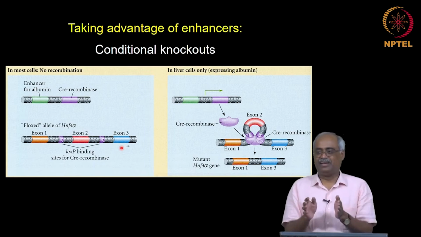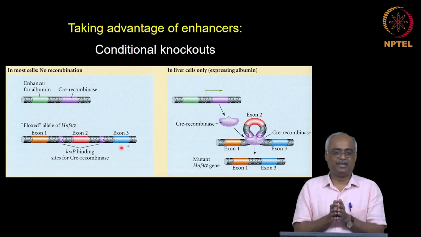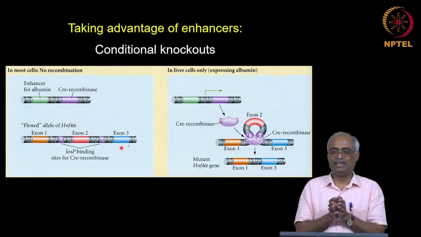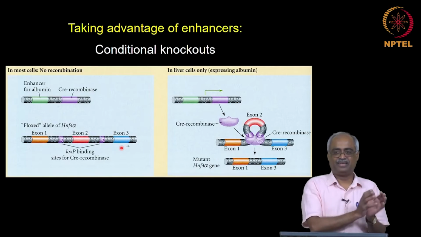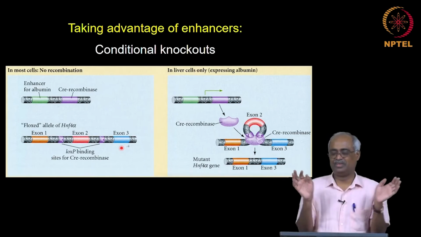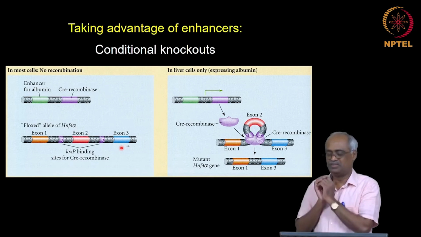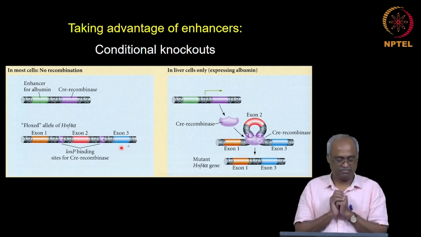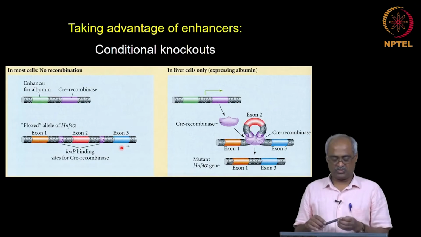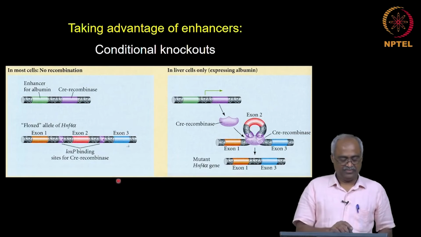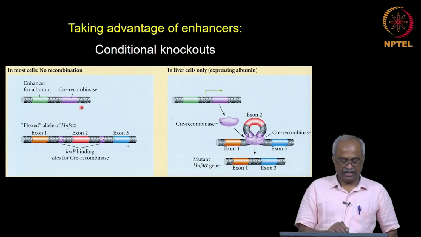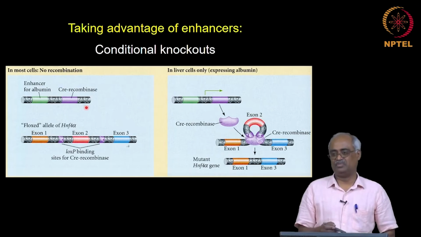Now we are looking at conditional knockout, meaning we are not deleting it at the zygotic nucleus. So, it is not going to be there in all cells, we are going to specifically knock out in a particular somatic tissue. So, how do you do that? How do enhancers help? Now you have one strain of mouse where you have a bacteriophage recombinase.